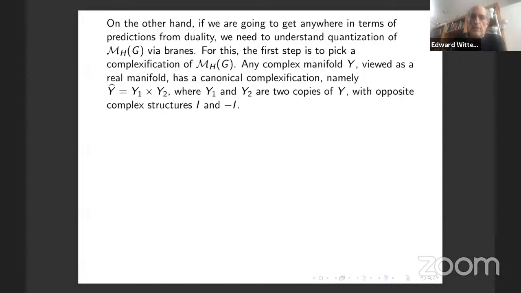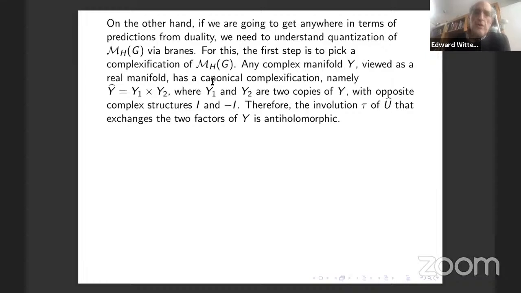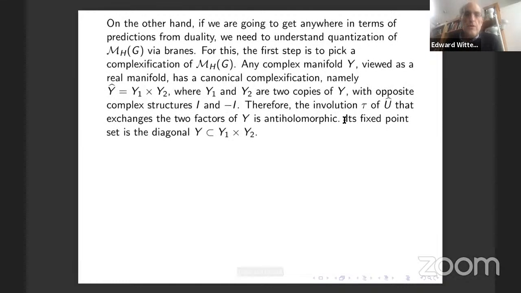We simply take two copies of Y with opposite complex structure. The product of two copies of Y with opposite complex structure is a complex manifold that's naturally viewed as a complexification of Y. Since we took opposite complex structure on the two copies, the involution of Y hat that exchanges the two factors of Y is anti-holomorphic. Its fixed point set is the diagonal. So we've realized the diagonal as the fixed point set of an anti-holomorphic involution of a complex manifold.